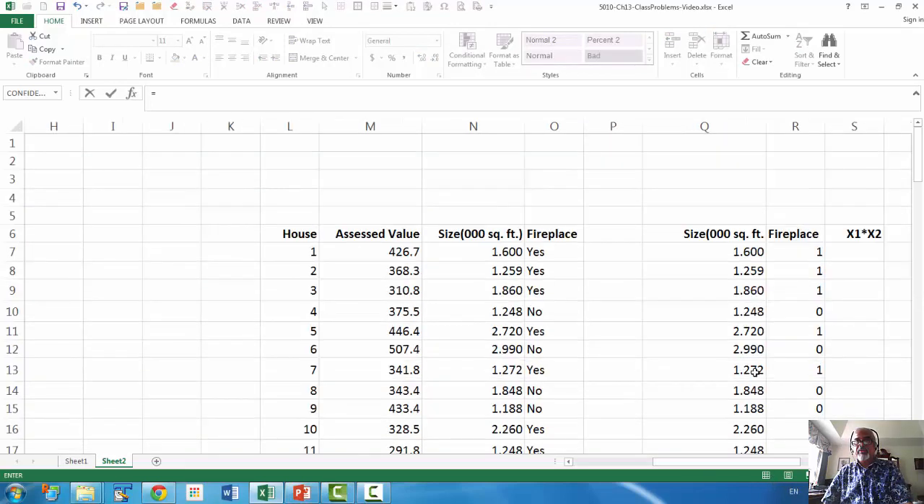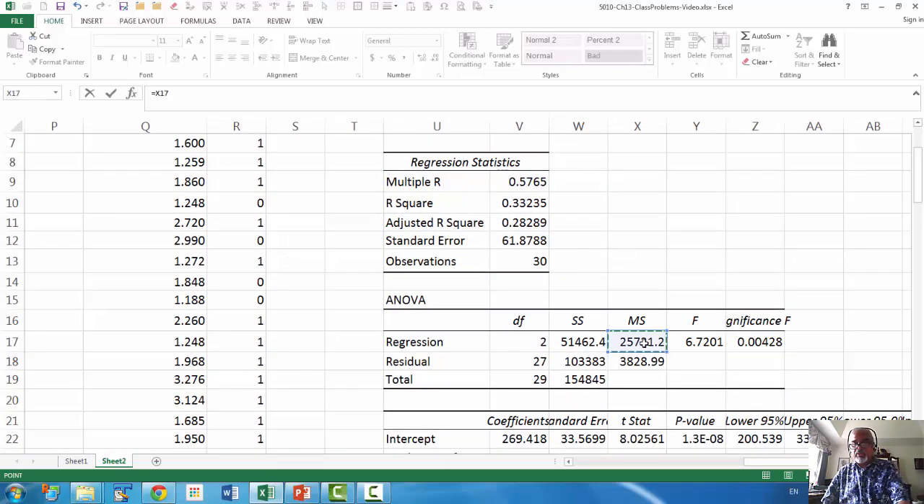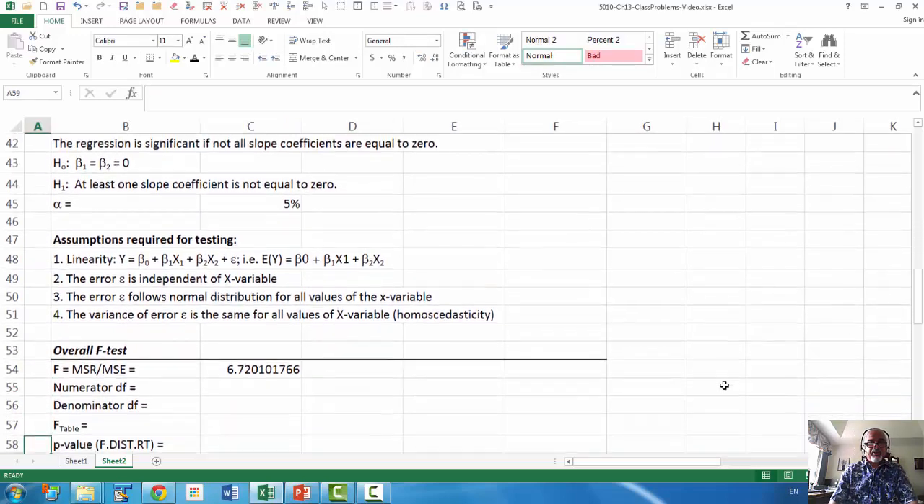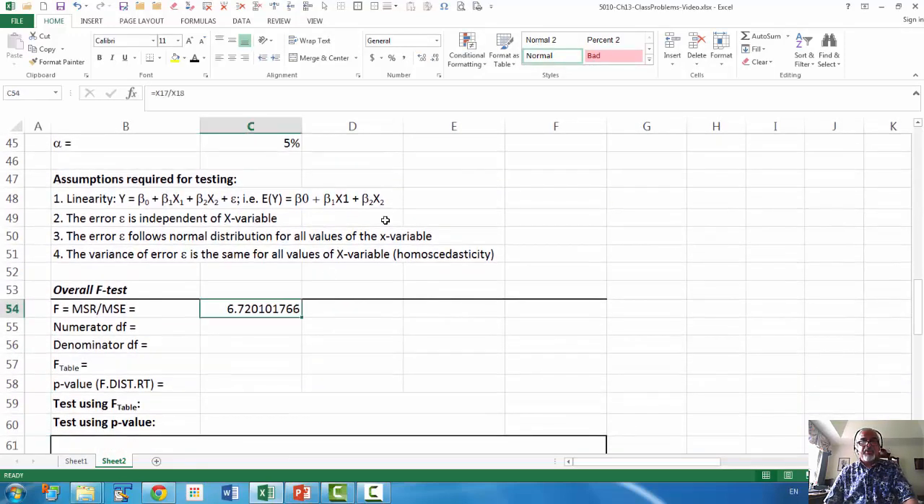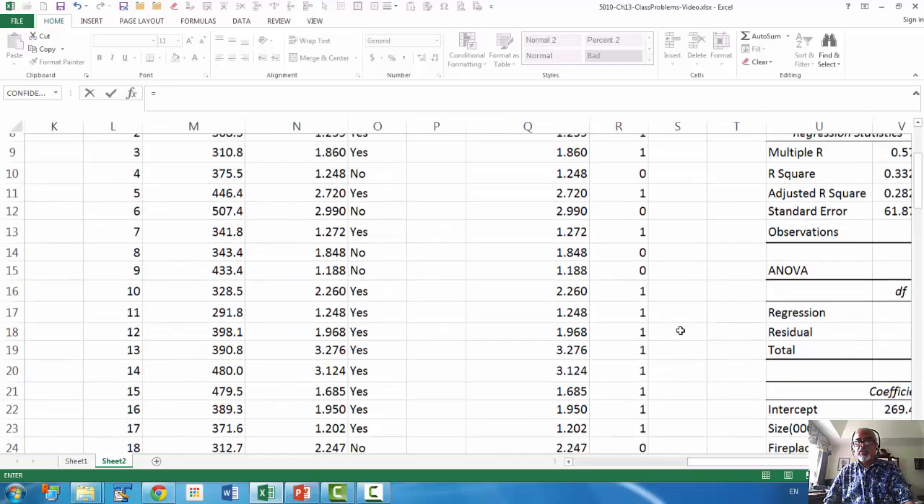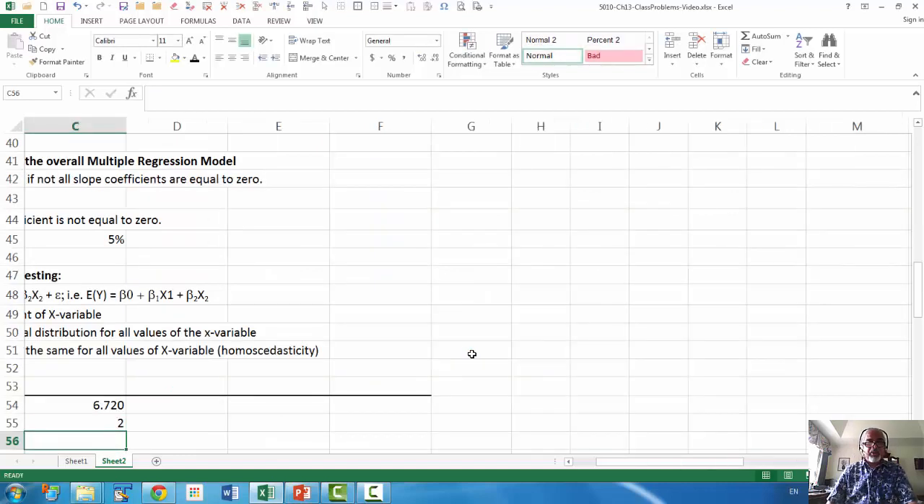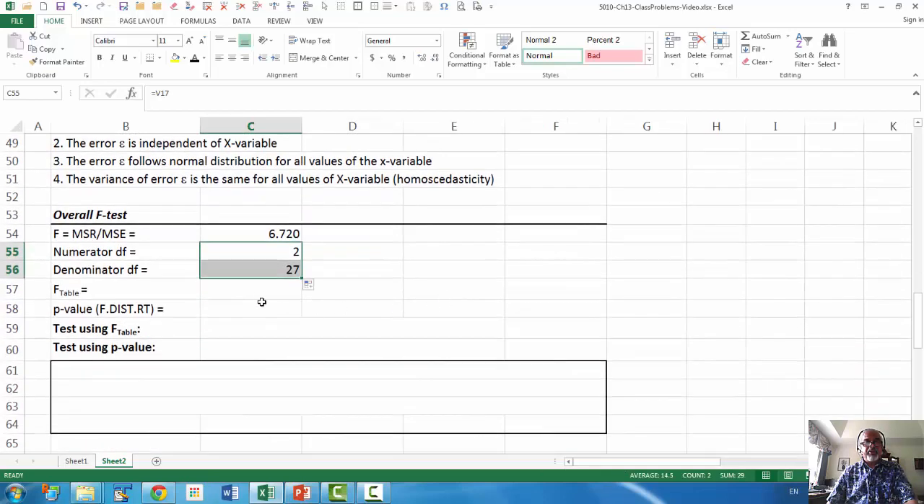And we have that from our output, MSR over MSE, or it is this F that we have already in the table, in the regression table. So numerator degrees of freedom is the regression degrees of freedom, and if you copy that one down, you'll get the degrees of freedom for the denominator, which is the error degrees of freedom.